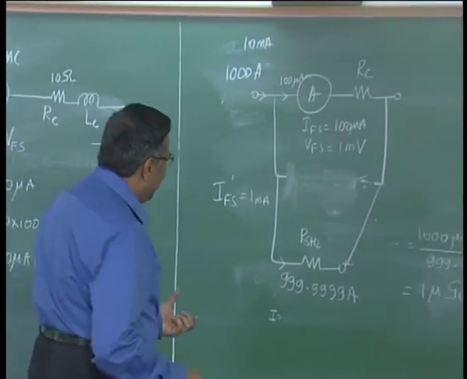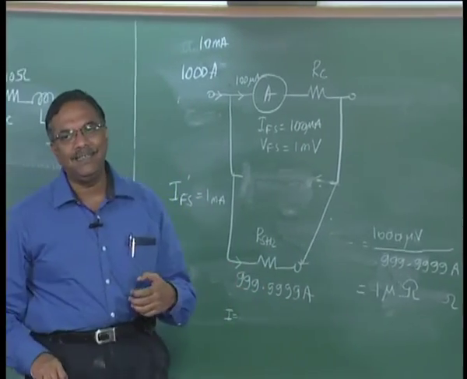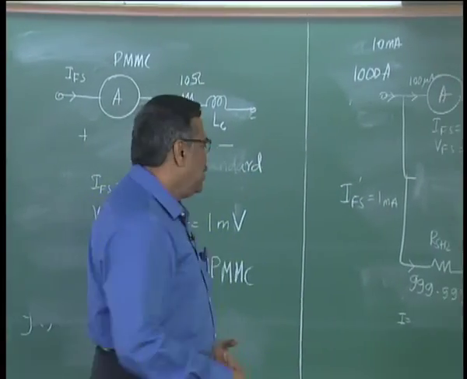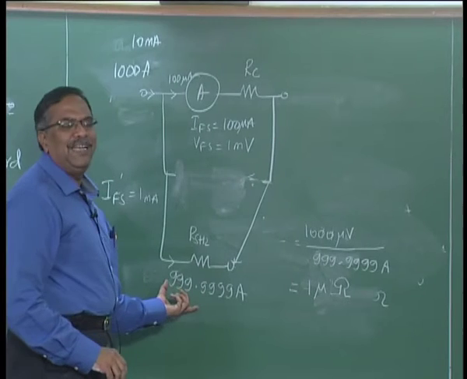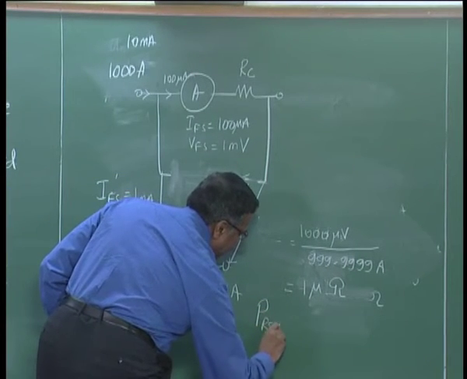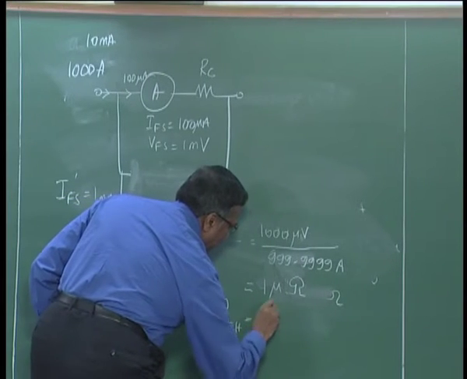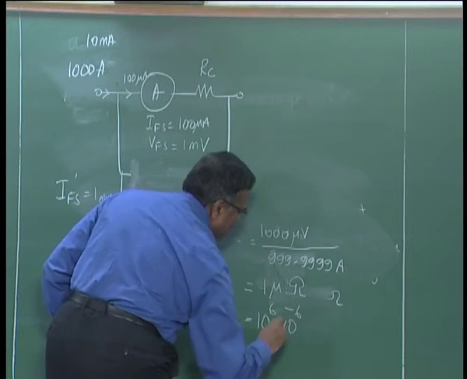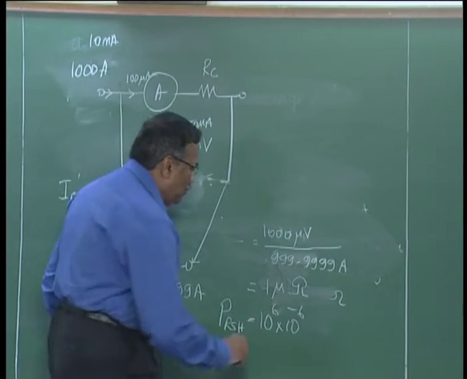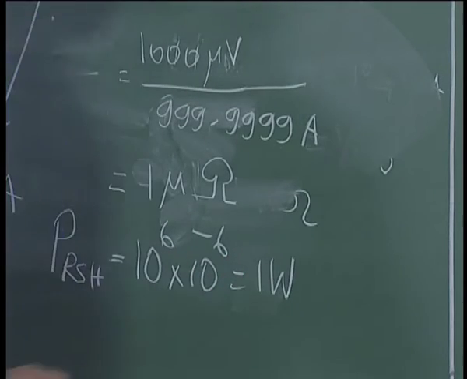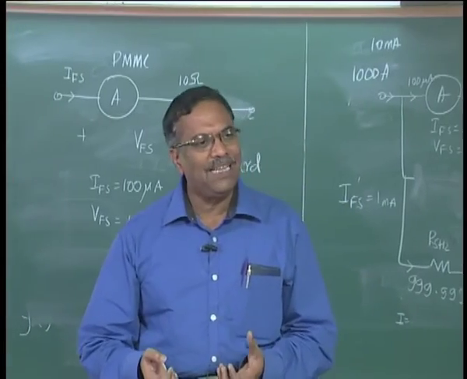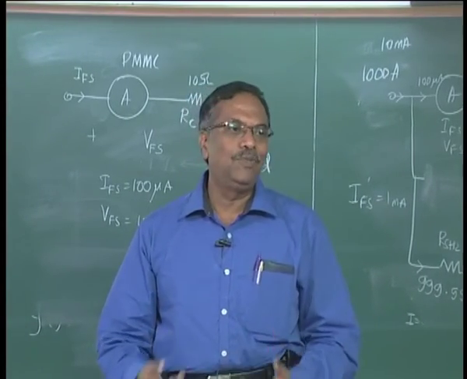And the second thing is, what happens to the power dissipated in the resistor? Power, all of us know, is I square R, right. So I square would be approximately 10 power 6. So the power in the shunt resistance would be 10 power 6 into 10 power minus 6, right. This is 1 micro ohms, right. So I square R would be 1 watt, right, and 1 watt is the power that would heat up the meter, right. The meter would become warm, right.